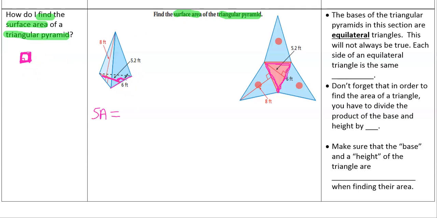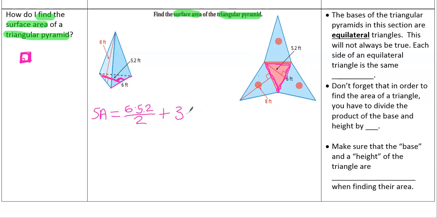So 6 times 5.2 divided by 2. Why are we dividing by 2? Because this is a triangle. And to find the area of a triangle, you have to divide by 2. So that will take care of the area of the base, the red one. But now we have to add to that, because since it's surface area, all of the face areas added together. How many lateral triangles are there this time? 3. And they're all the same because I said this is an equilateral triangle.